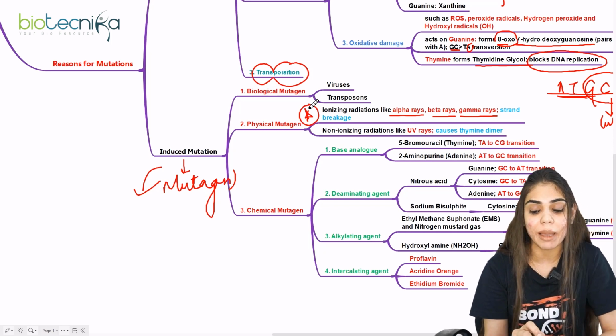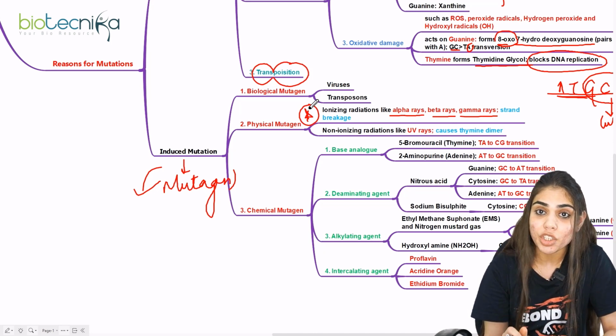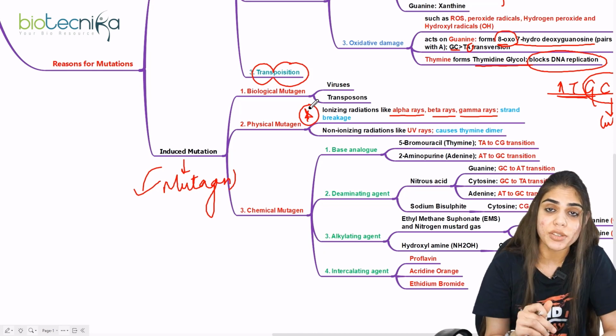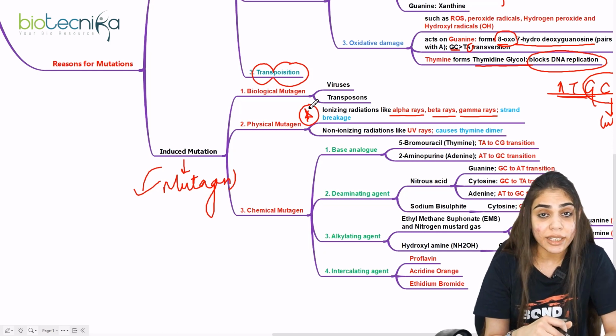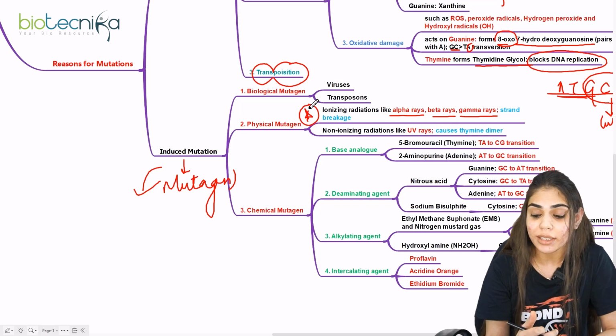So coming to the chemical mutagen. This chemical mutagen is further categorized into base analog, deamination, meaning deaminating agent. The third is alkylating agent that alkylates the DNA, and the fourth is intercalating agent that intercalates or binds in between the DNA sequence and unwinds the DNA helix.